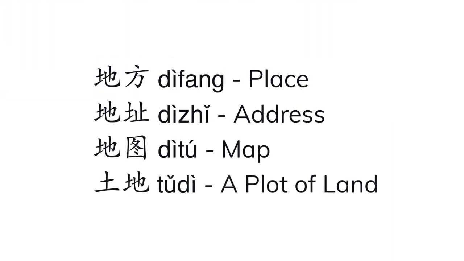地, usually in combination with other characters to form compound words, carries the meaning of ground or earth. So, for example, check out these very common words that you will see this character in. We have 地方, which means place. So that's ground, and 方 is like direction. And then we have 地址. So 地址 means address. Again, that's to do with where you are, the location, and the ground, the earth you're standing on, I suppose. And we have 地图, which means map.